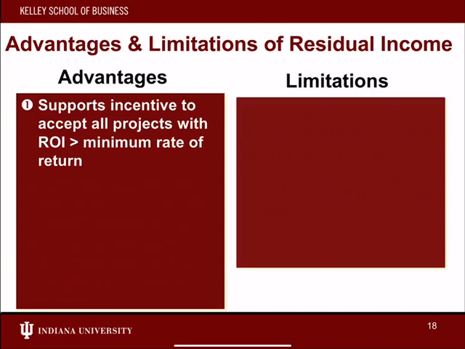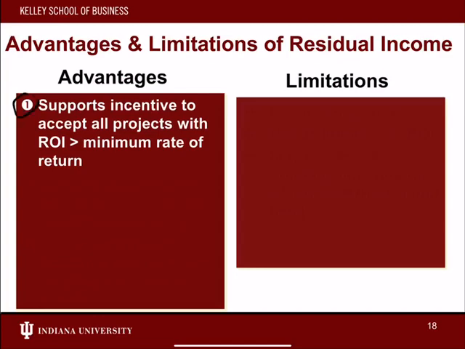They may not want to take on that project if it will decrease their overall ROI. So if they already have a higher ROI than this excellent project, even though it's an excellent project, they might pass on it because it'll decrease their division's ROI overall.